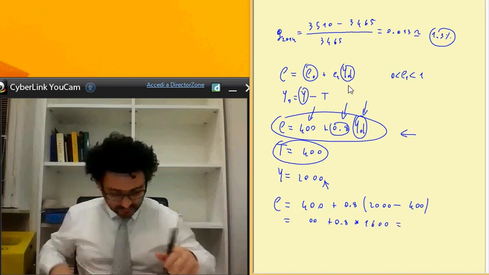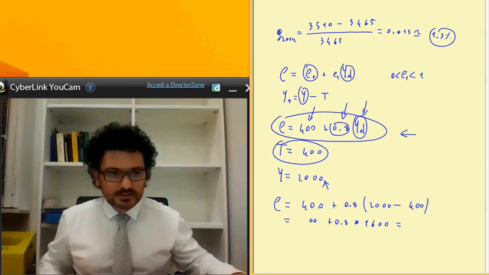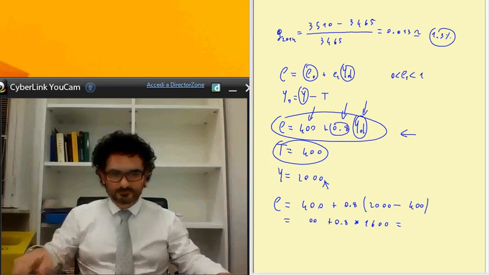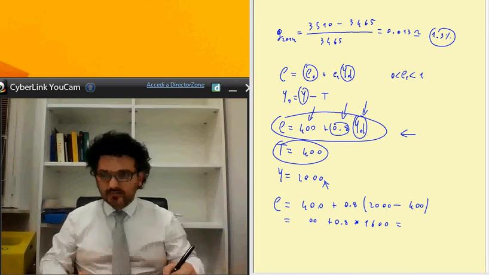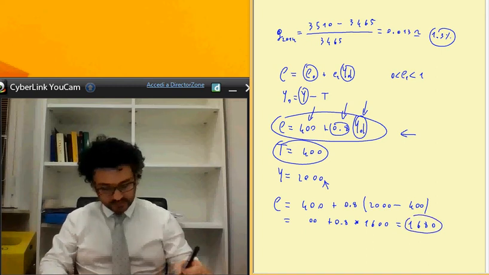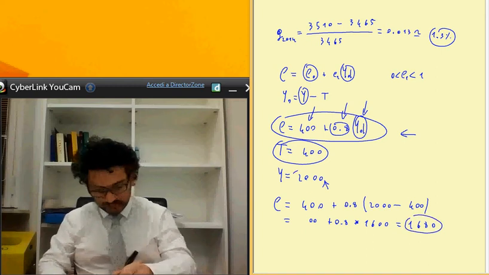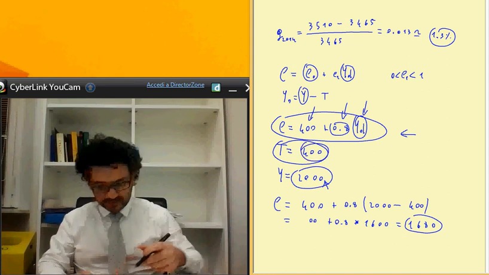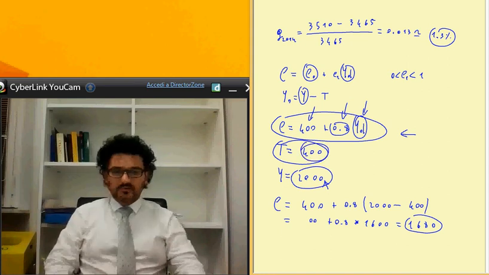So the final result is the level of consumption equal to 1680. So this is the level of consumption if the level of income is equal to 2000 and the level of taxes is equal to 400.